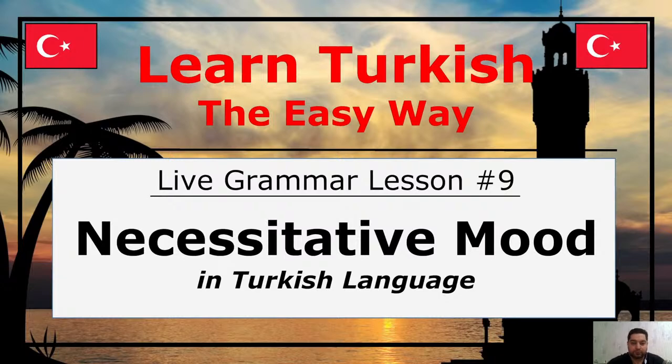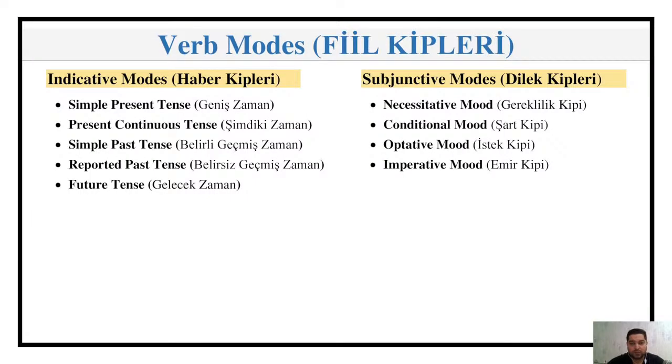Okay, so let's first see what we covered so far. In the last 5 classes, we covered 5 different tenses in Turkish language, which is simple present tense, present continuous tense, simple past tense, reported past tense, and future tense. So we are done with those tenses, and there are no more tenses that we have to cover in Turkish language. What else we have to cover?